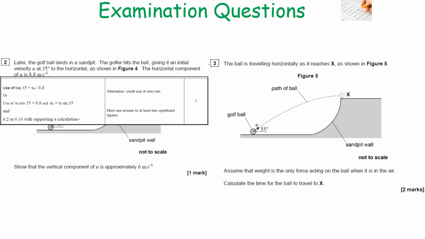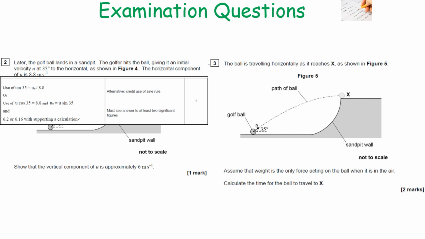Now remember, if you're always given the angle to the horizontal, in most cases the horizontal component is going to be the cos of the angle, and the vertical component is the sine of the angle. So you get your answer to be 6.2 meters per second. Now in our second question, what do we know?